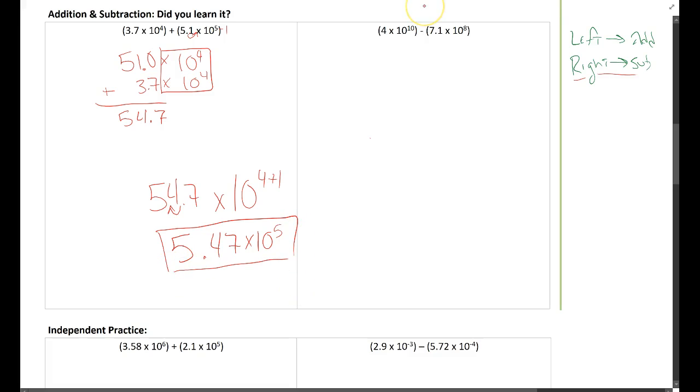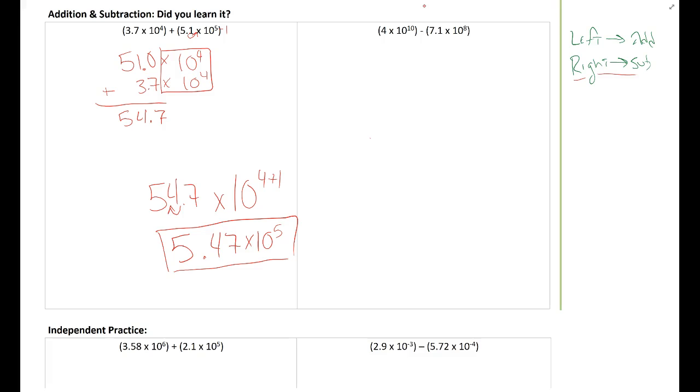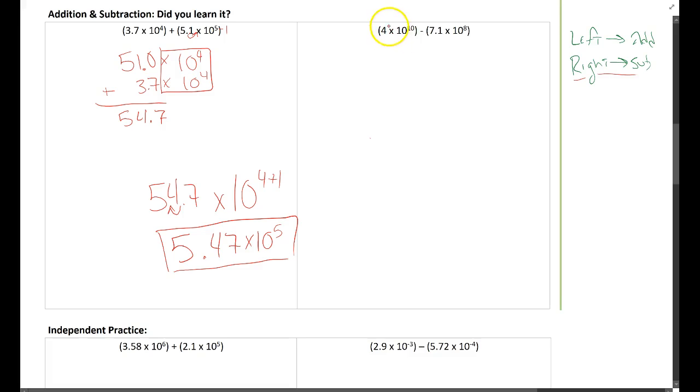So I encourage you to pause and try this next one on your own. All right, here we go. So I see step 1, I check my magnitudes. These are not the same. I'm going to try to make the larger one small first.